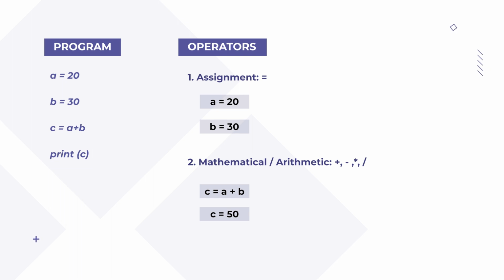If you look at this code again, please. This code is the program, which is basically the set of instructions. The first instruction, the second instruction, the third instruction and the fourth instruction. So the computer will follow all the instructions and then it will give the result 50 on the screen.